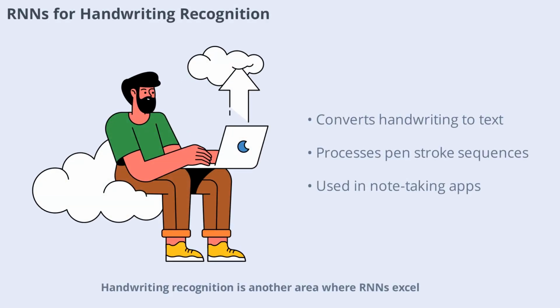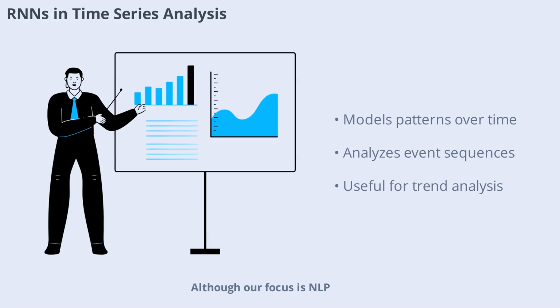Handwriting recognition is another area where RNNs excel. By processing the sequence of pen strokes or characters, RNNs can accurately convert handwritten text into digital form. This technology is used in note-taking apps and digital signature verification, making it easier to digitize and process handwritten information. Although our focus is NLP, it's worth noting that RNNs are also used for time series analysis.